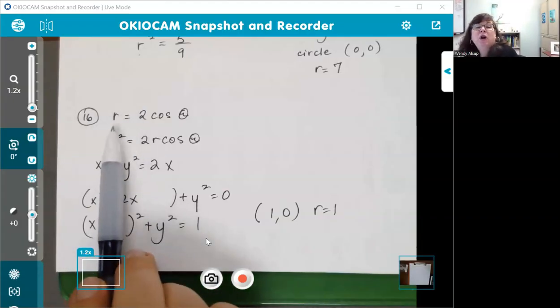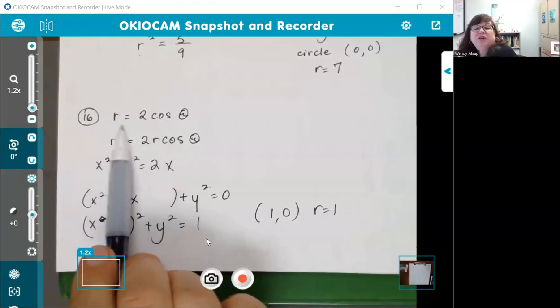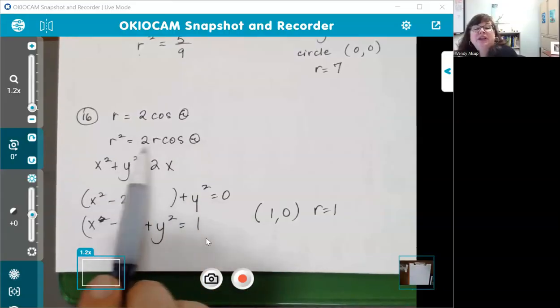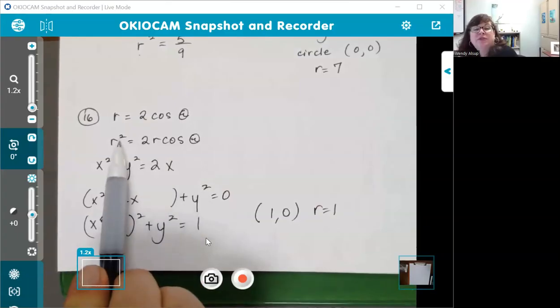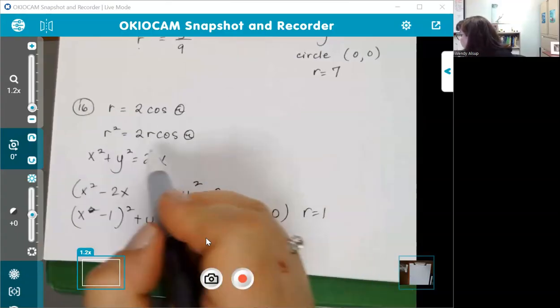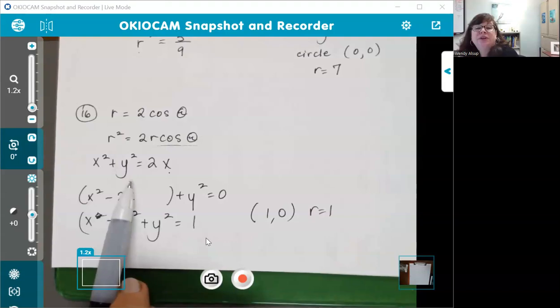All right, but you were given r equals 2 cosine theta. And so if we multiply everything through by an r, we'll have it in a form that we can manipulate. So r squared equals 2r cosine theta. r squared is just x squared plus y squared. r cosine theta is just x. So now I've got x squared plus y squared equals 2x.